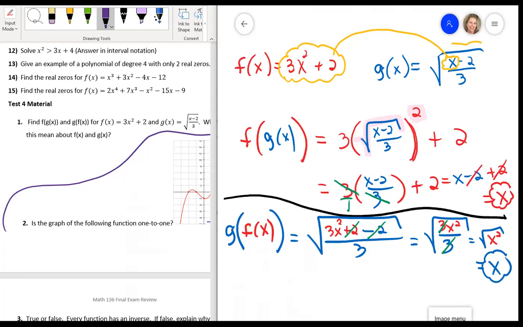And that's that answer. And then they ask you, what does this mean about f of x and g of x? If they both come up equal to the answer of x, that means they are inverses of each other. They are inverses of each other. That's all that means. They're symmetric around y equals x. If you were to graph them, they would be mirror images along that diagonal line.